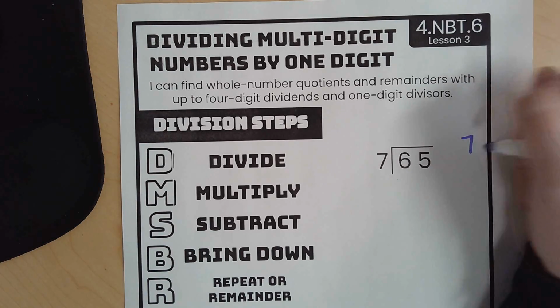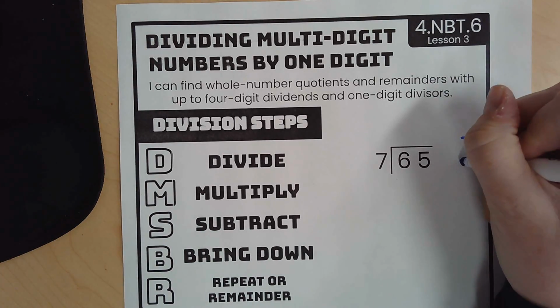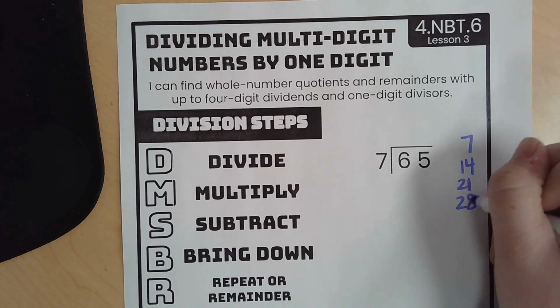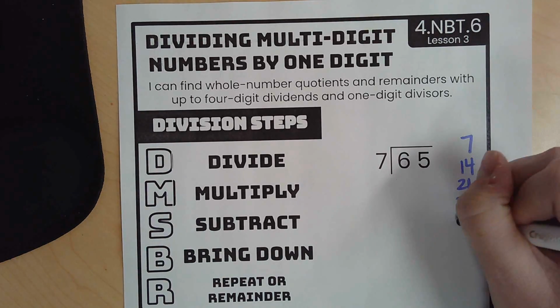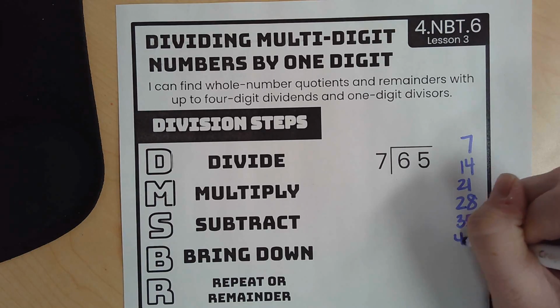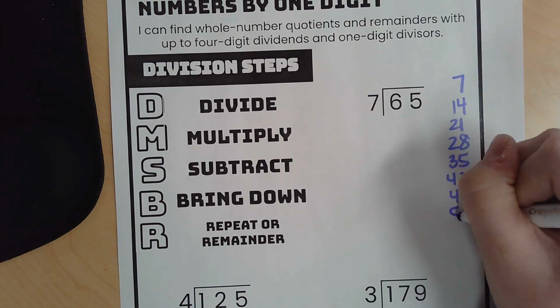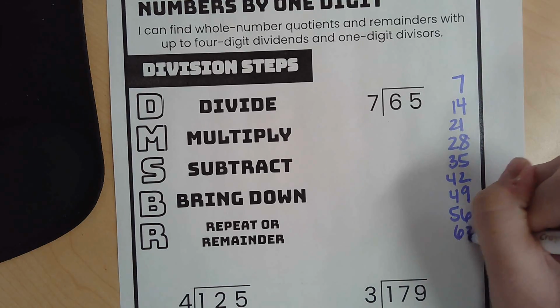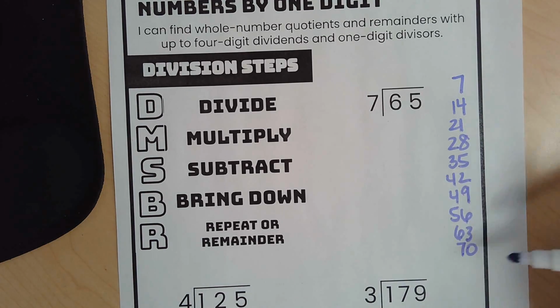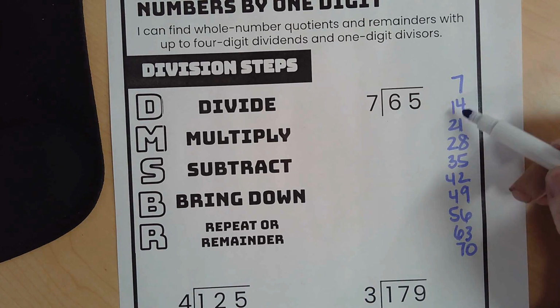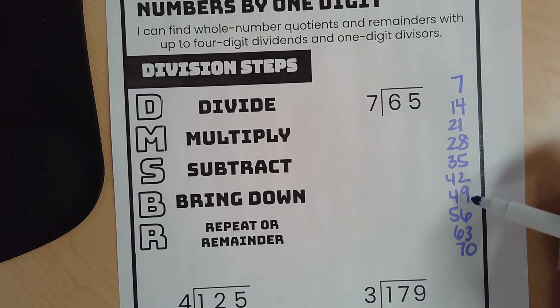So 7 times 1 is 7. 7 times 2 is 14. 7 times 3 is 21. And then we have 28, which is 7 more. 35, 42, 49, 56, and 63, 70. So now we're too high, right? So let's count. 7 times 1, 2, 3, 4, 5, 6, 7, 8, 9.